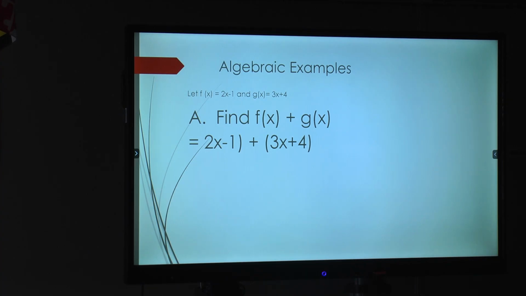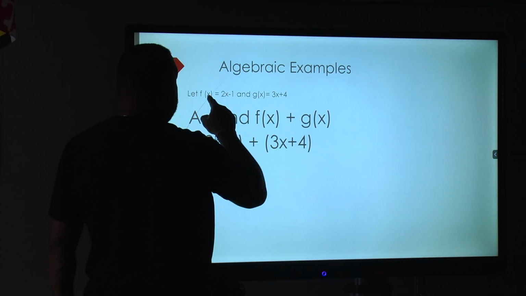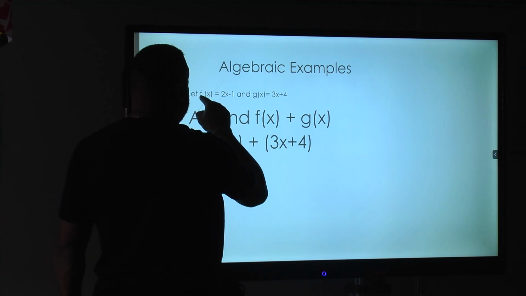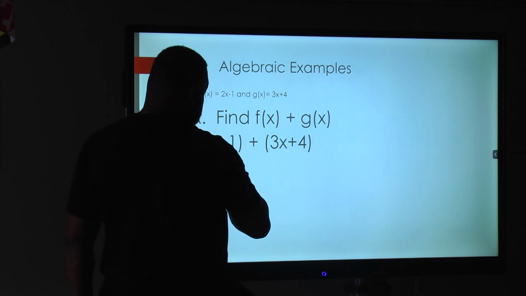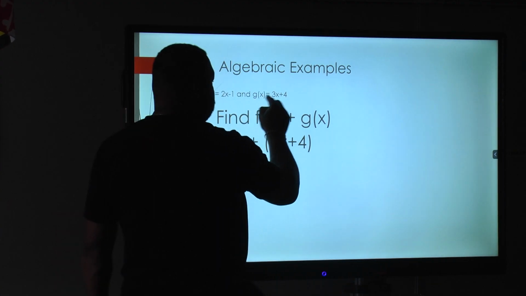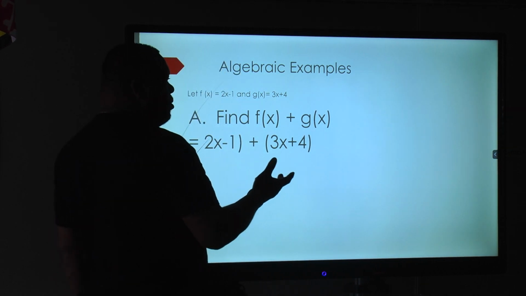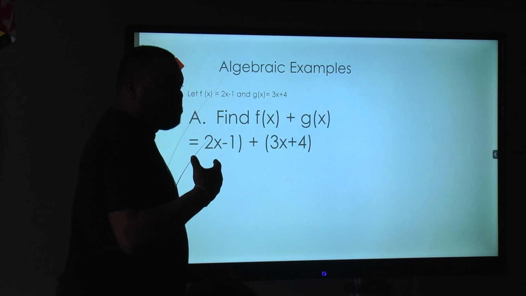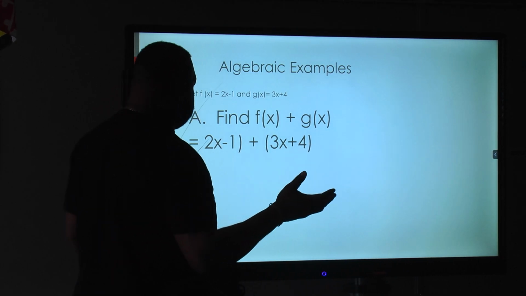Mr. Dillon? Yes. I'm still confused about how you get that. How did I get this? Okay, everywhere I see f of x, I'm going to put 2x minus 1. Everywhere I see g of x, I'm going to put 3x plus 4. And I said you're going to substitute it, right? Okay, I apologize.